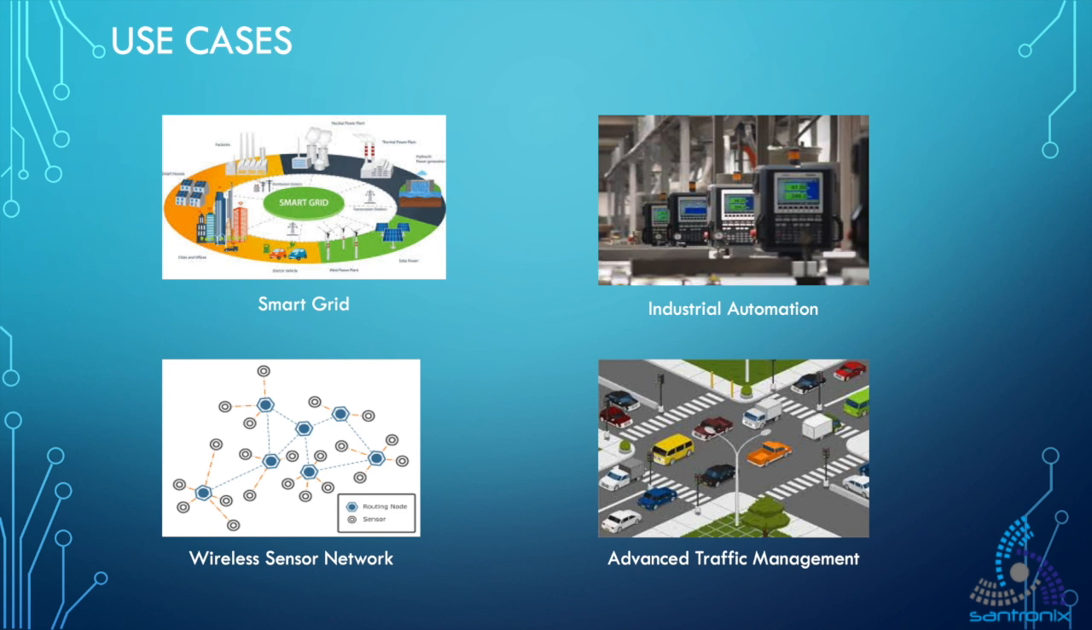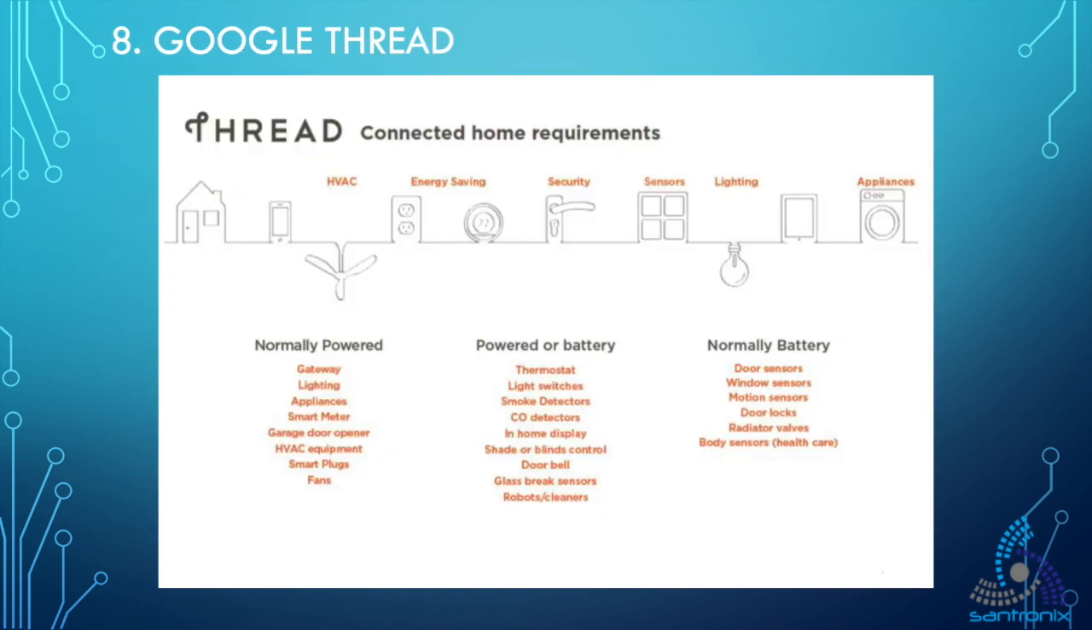Use cases, as we see, smart grid. So this can easily be used wherever you want to use smart city or smart meter technologies. It can also form a wireless sensor network. It can also be used in industrial automation, and in advanced traffic management. So for outdoor places and noisy environments, 6LoWPAN is a better option.